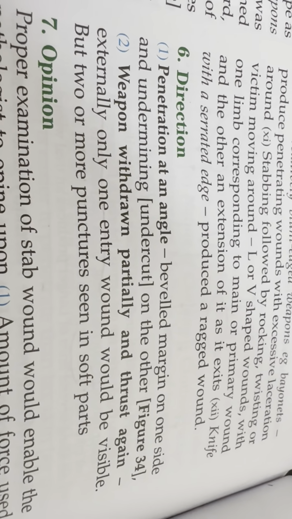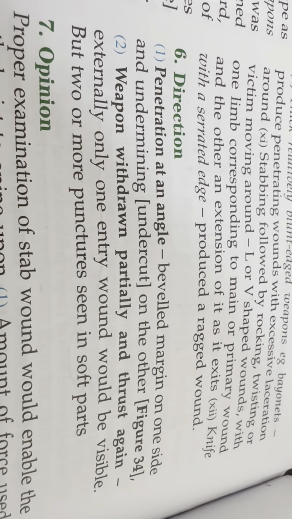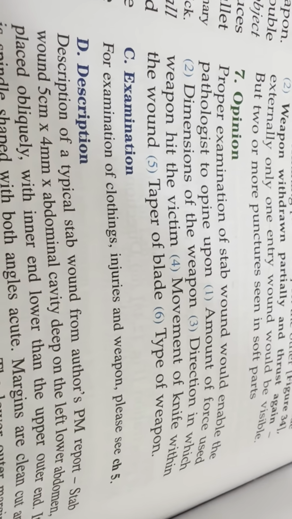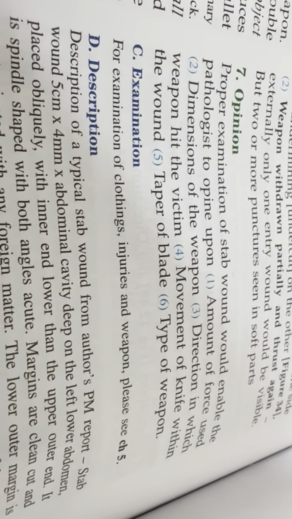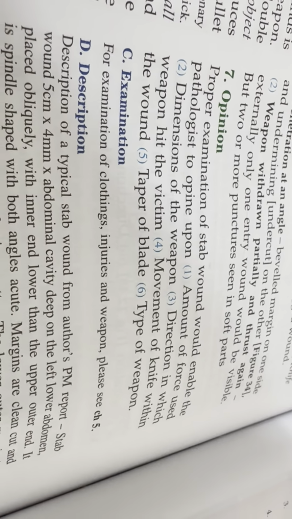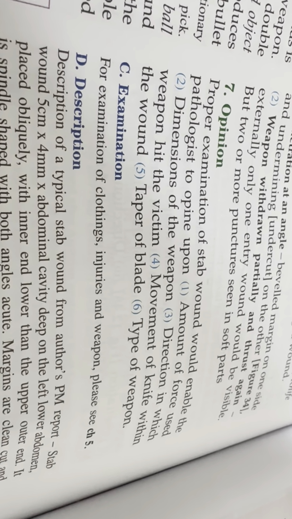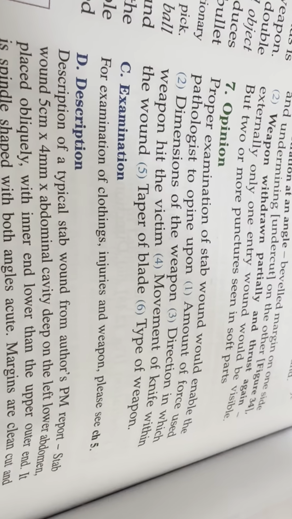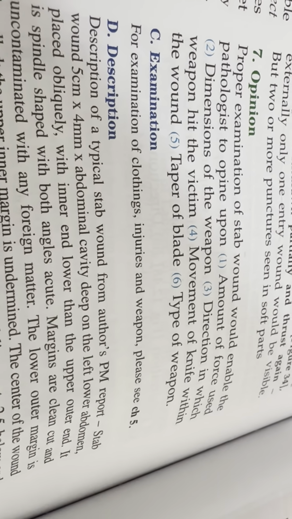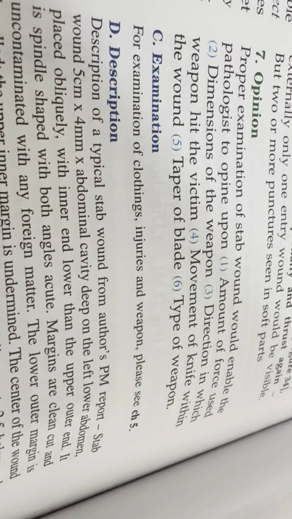Externally, only one entry wound would be visible, but two or more punctures may be seen in the soft parts. Opinion: proper examination of a stab wound enables the pathologist to obtain an opinion upon the amount of force used, dimension of the weapon, direction in which the weapon hit the victim, movement of the knife within the wound, taper of the blade, and type of weapon.